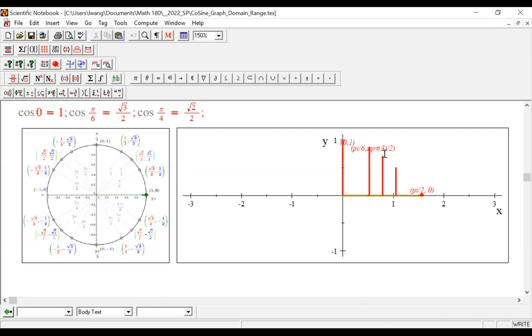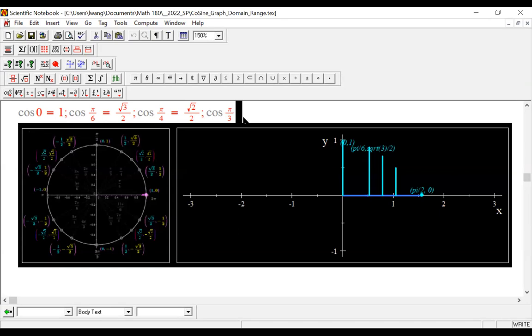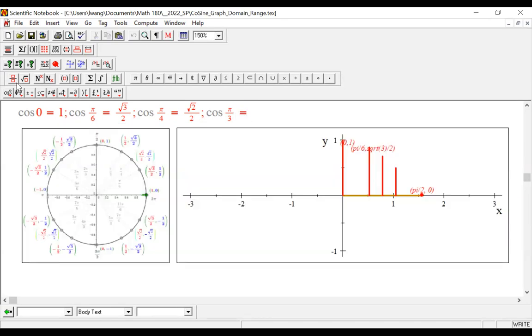And the next one is, we've done the first one, second one, and the third point, and the fourth one, which is cosine pi over 3, sorry. Cosine pi over 3 is equal to 1/2. We primarily have done the first quadrant, and the last one we did last time. Of course, we did a bit more than that. Cosine pi over 2 is 0.